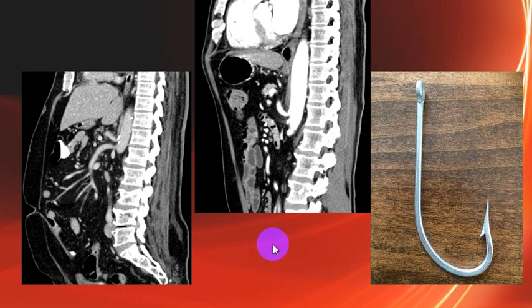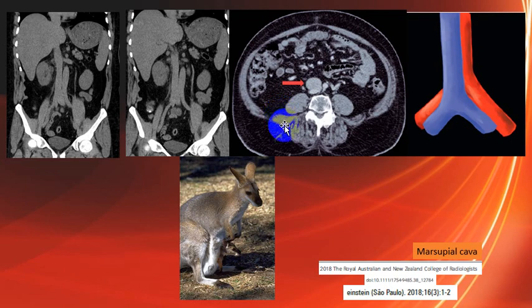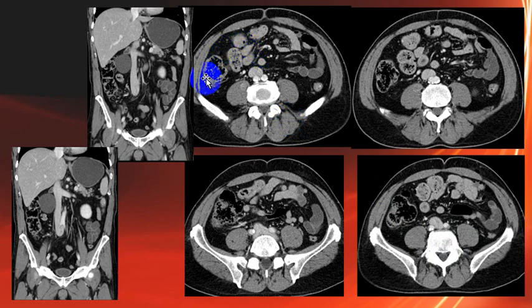And here a patient with the fish hook sign of the median arcuate ligament syndrome. And this patient, as we see here, with IVC anterior to the bifurcation of the aorta, giving the appearance of marsupial cava, and this is a normal variant. And another example of marsupial sign.